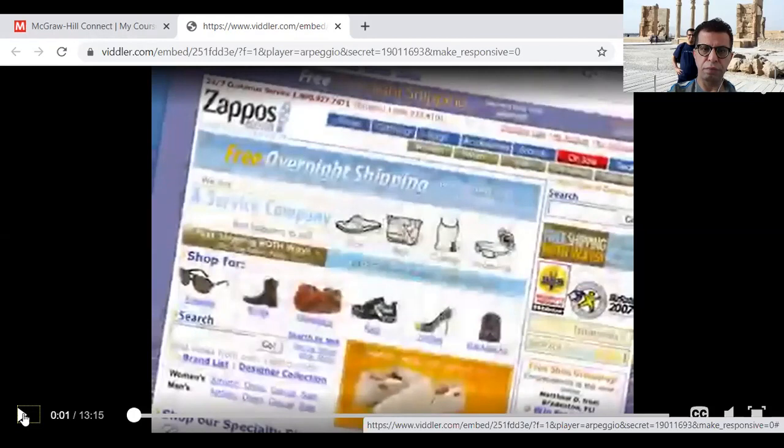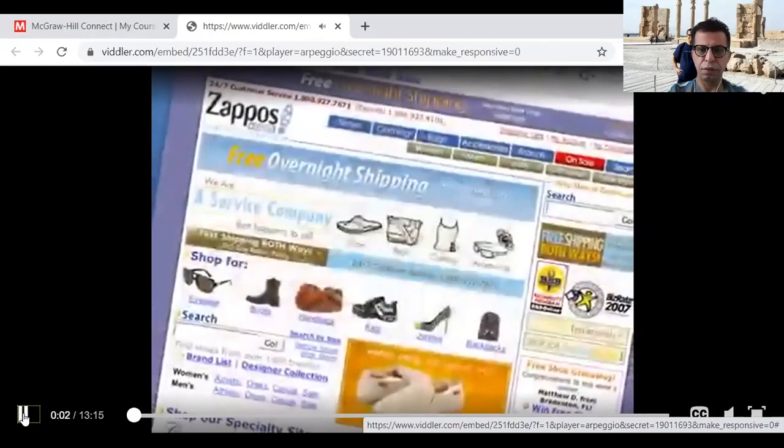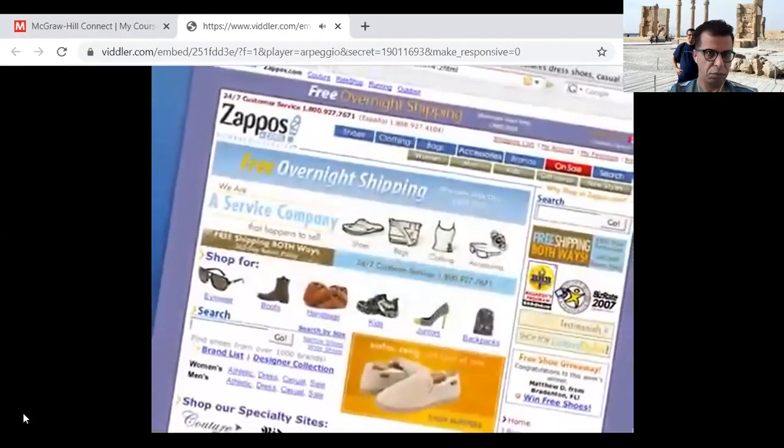and was purchased by Amazon at the price of 1.2 billion. So it's a big operation. I'll just give you a very quick look at it, and then we will talk about service processing. Zappos' slogan is "Powered by Service."